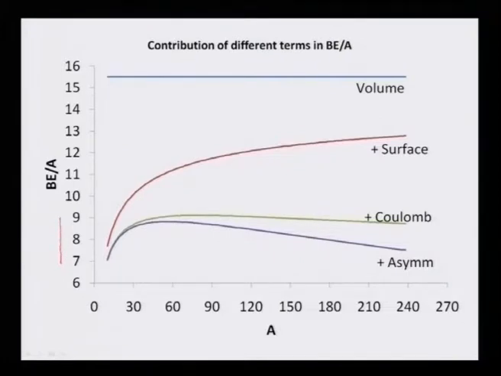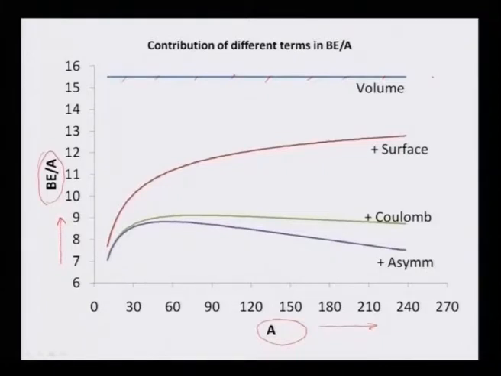On the Y axis here is binding energy per nucleon, and this side is A, capital A. The top line that you are seeing is your volume term, the first term. Just take the volume term. The first term is just AV into A, so binding energy is AV into A. If you calculate binding energy divided by A, taking only the first term, it is just AV, a constant. So, that is this constant line.